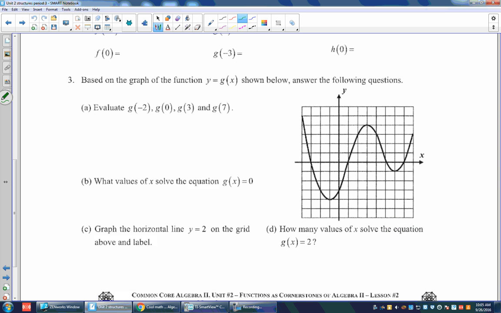This is Module 2, page 7. You had a little bit of a problem with number 3. Based on the graph for the function y equals g of x shown below, answer the following questions.